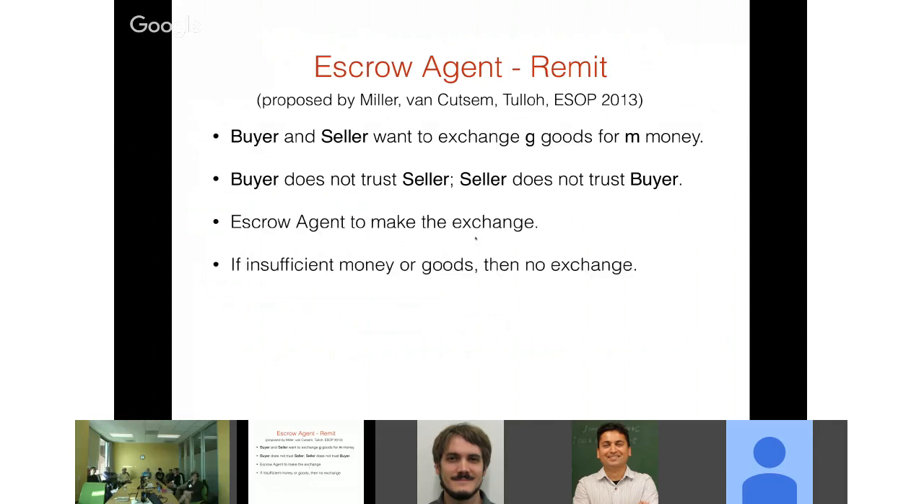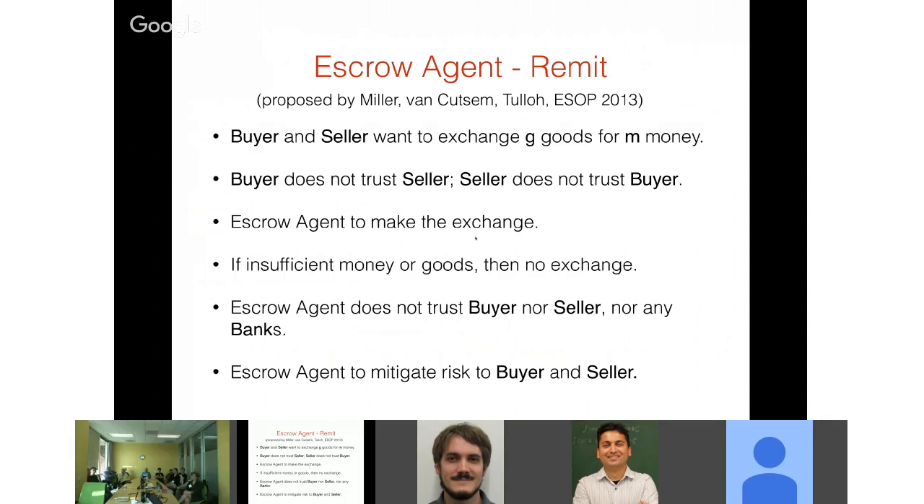How do we know that if we give the money we actually get the goods back is the question, and the answer is, well, we'll have an escrow agent, another object that will make the exchange. And if the buyer and the seller don't put up enough goods into the exchange, then we want to stop the exchange.